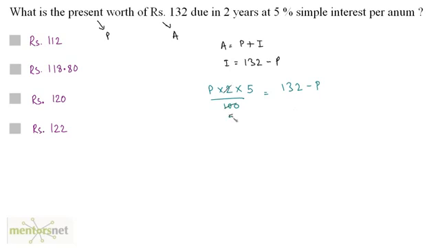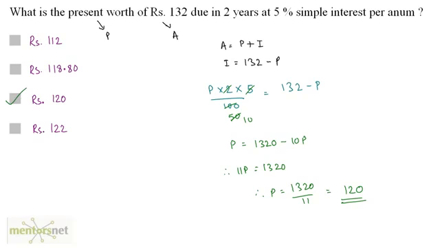So 2 times 50 is 100 and 5 times 10 is 50. So P is equal to 1320 minus 10P. So therefore we have 10P plus P, that's 11P, is equal to 1320. Therefore P is equal to 1320 by 11, and that is equal to 120. So 120 rupees is the present worth of this amount. So option C is the correct answer.